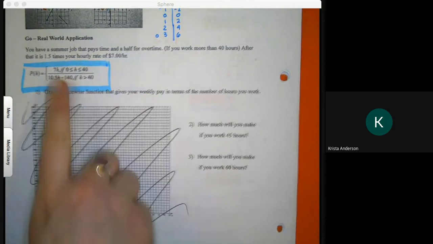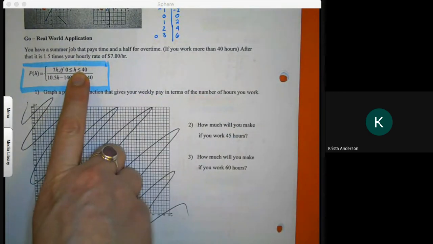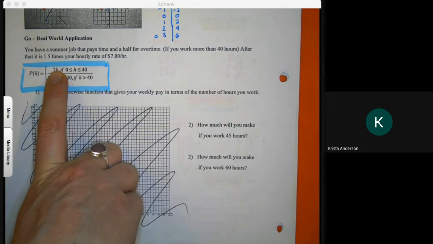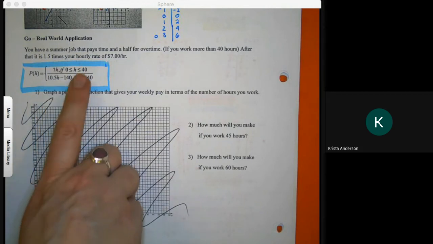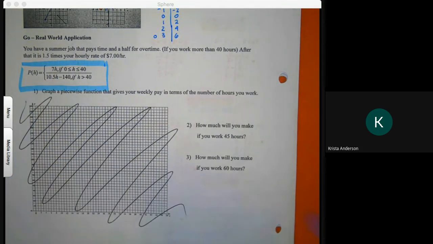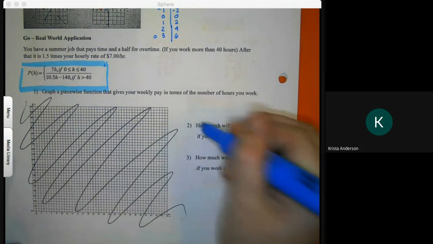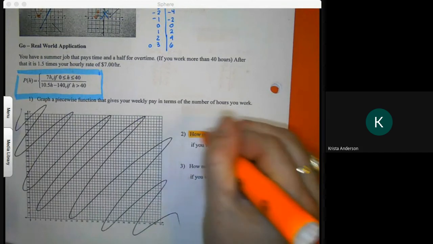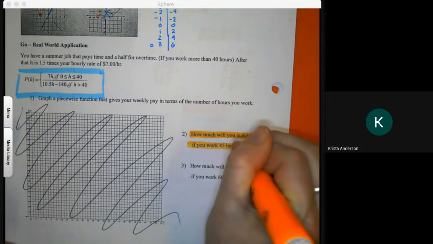You'll notice if you work 40 hours, how much are you paid? $7 per hour. That's the first piece of the function. But as soon as you go over the 40, you gain a new piece. You get time and a half. That's where the 10.5 comes from. So it asks, how much will you make if you work 45 hours?